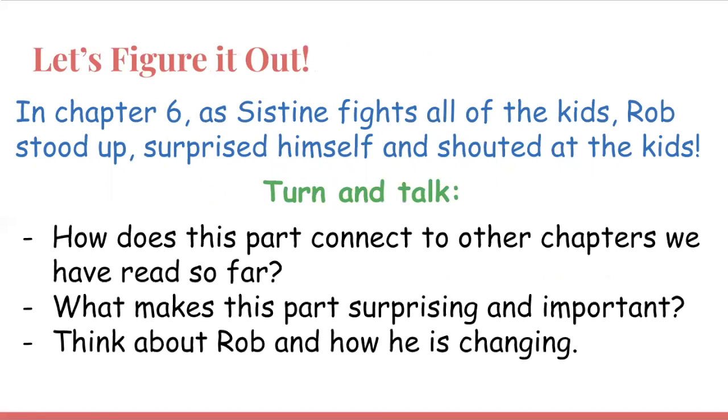In chapter 6, as Sistine fights all the kids, Rob stood up and surprised himself by shouting at them. How is this important to what else we've read? Let's think about it. Earlier in the story, Rob doesn't stand up for himself. So it's kind of weird that he's standing up for this person he doesn't really know. It's against his character, or what we know of his character so far. That makes it important and kind of surprising. And it helps us think about how Rob is becoming different as the chapters go on.